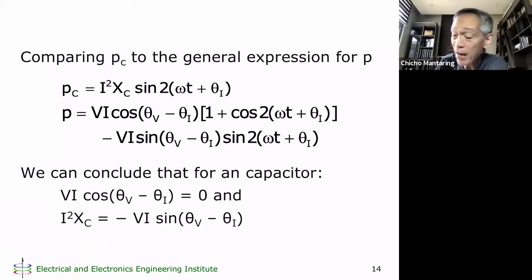And then I do again the comparison. So now I compare it again to the power expression. Again, same conclusion. This term must be equal to 0 because I don't have any cosine term here. On the other hand, minus VI sine of theta V minus theta I must be equal to I squared X sub C. So I squared X sub C is minus VI sine of theta V minus theta I. What is the significance of this?